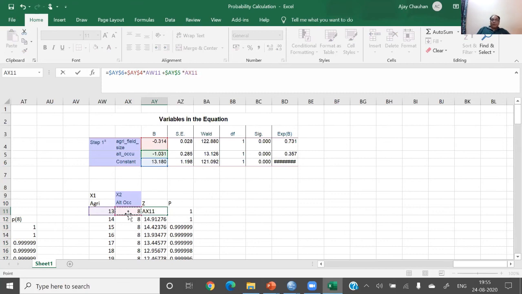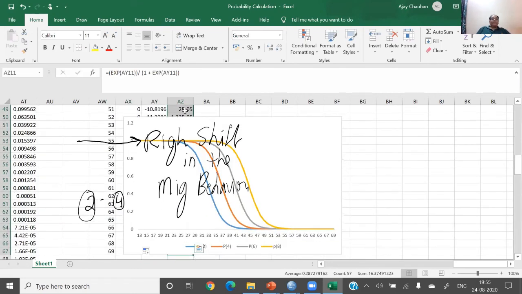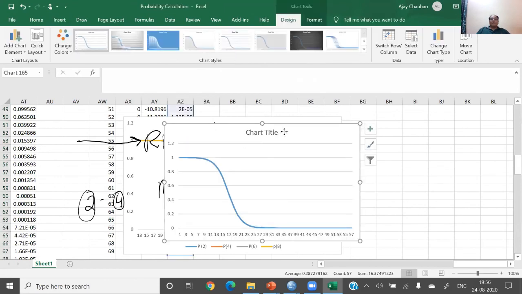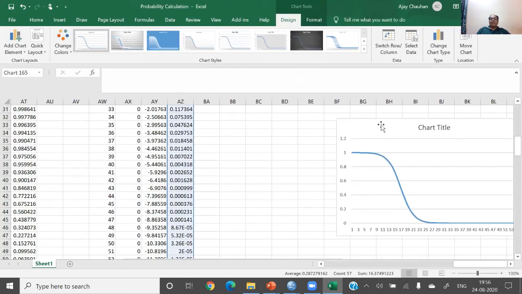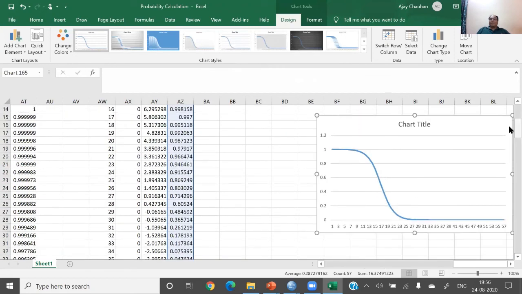Now suppose there is no alternative occupation. So I assume that there is no alternative occupation. In that case, this is the probability, and let's make the graph here. So this is the graph of the migration when there is no alternative occupation in the village. Okay, but let me delete it because we have to make a combined graph.